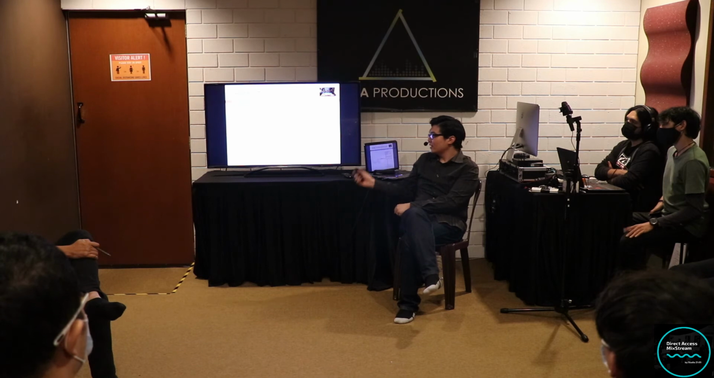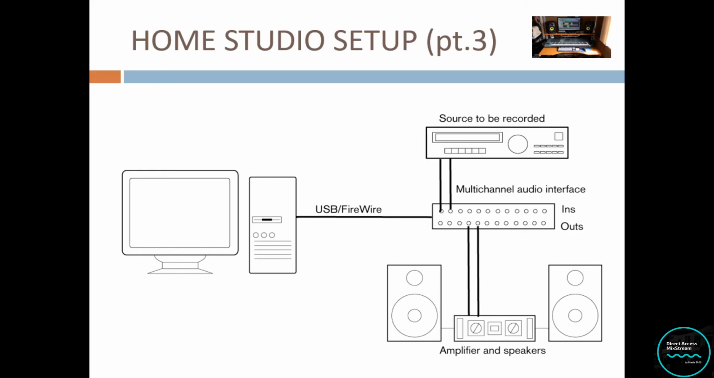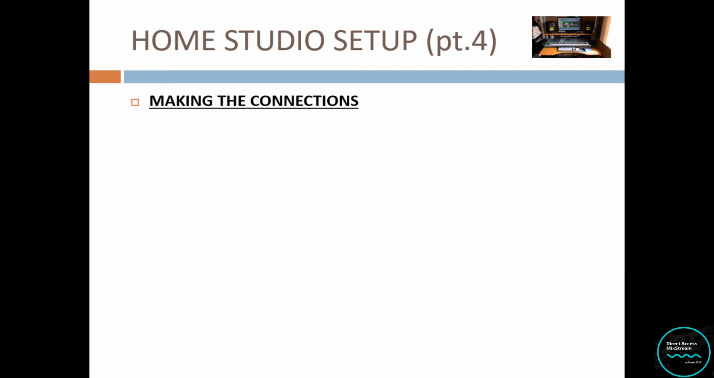Now, very quickly, this one is just going to outline some diagrams. So a basic home studio setup would be your DAW, your computer, your interface, your source, your speakers, and your monitors, your playback, your amplifiers. How about making the connections?